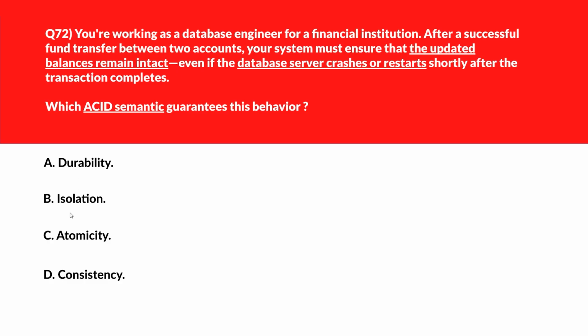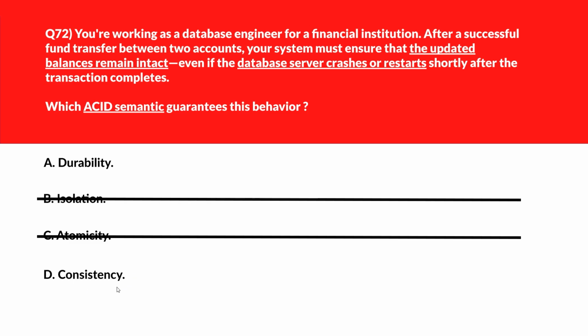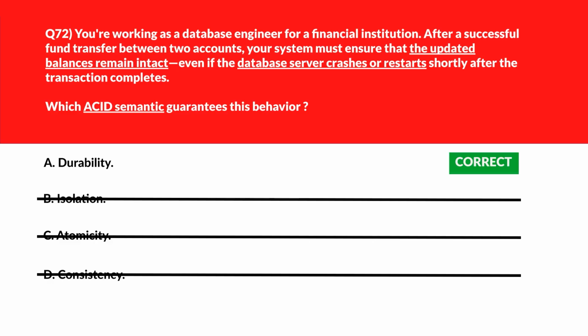Option B says isolation. Isolation controls concurrency, not data persistence after failure. Wrong answer. We'll move to C. C says atomicity. Atomicity ensures all or nothing. And it's not meant for long-term retention and all what we are looking. C is wrong. We'll move to now D. Option D says consistency. Consistency enforces rules and constraints, not survival of committed data. We'll eliminate it. We'll lock option A, durability, as the right answer.